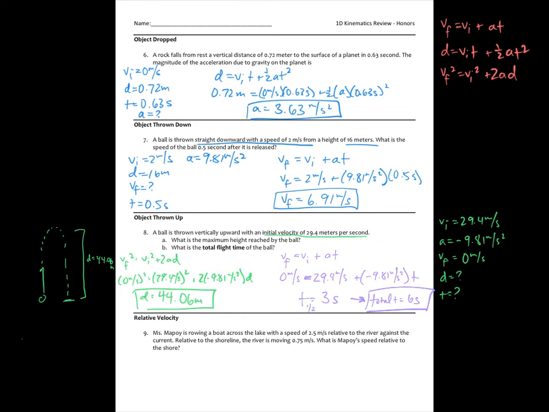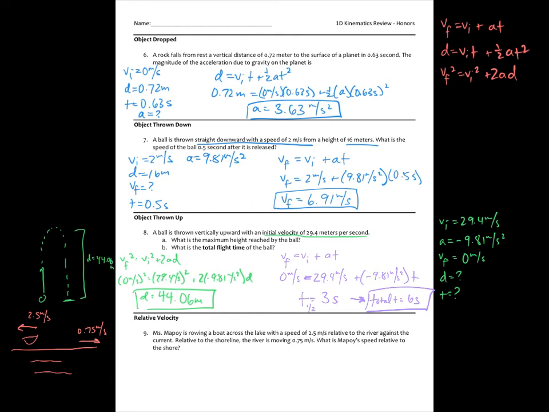So I'm on a boat. And if the river is going this way, that means I'm going this way. So I'm going 2.5 meters per second that way. Relative to the shoreline, the river is moving 0.75 meters per second that way. This is relative to the people on the shore. What is my speed relative to the shore then?